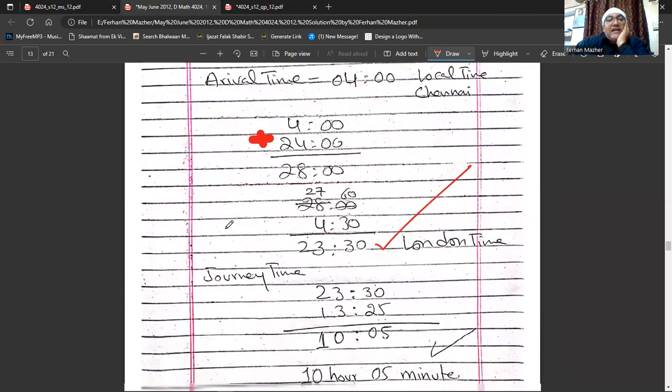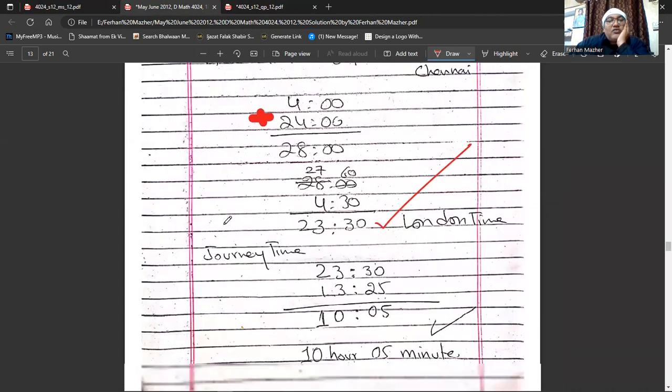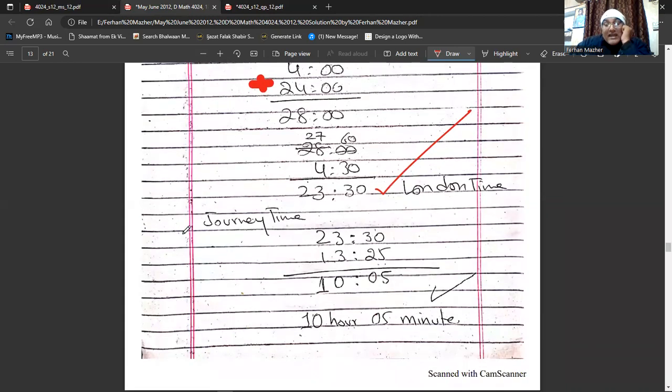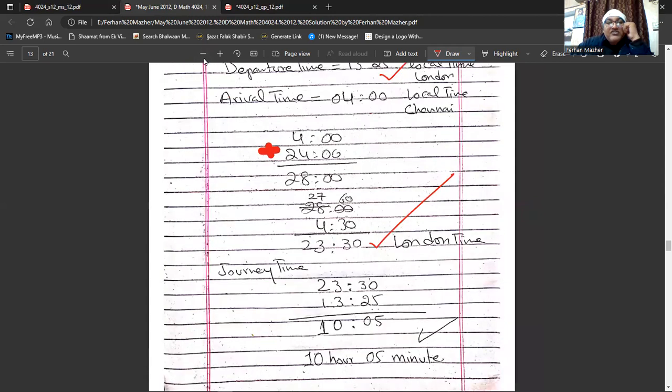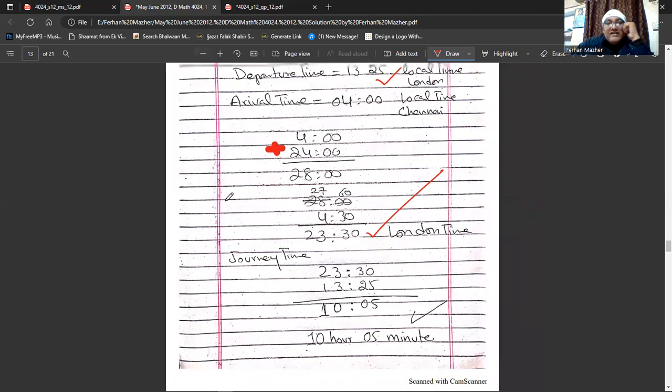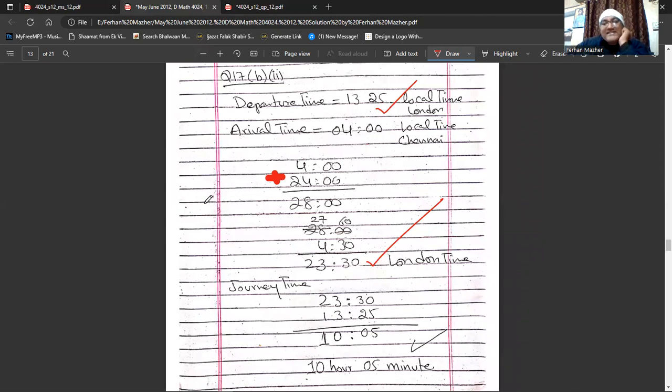So the arrival time is 23:30 London time, and the departure time was 13:25. So from 30 minutes subtract 25 minutes, you get 5 minutes. From 23 hours, you subtract 13 hours, you get 10 hours. So the journey time is basically 10 hours and 5 minutes. I hope you understand this.